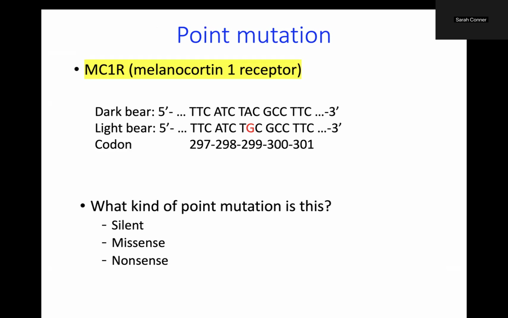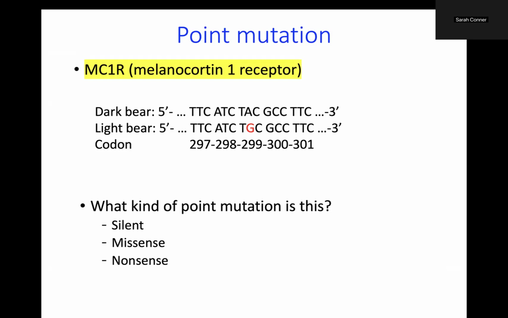So this is usually tyrosine, and it goes to cysteine. So there's an interchange here. So what kind of point mutation is this, if it's exchanging an amino acid for a different one? Think about that for a second. Go. All right, hopefully you have chosen that this is a missense.